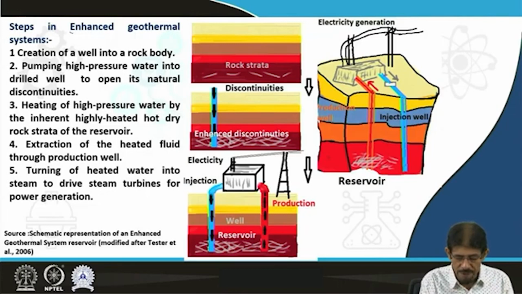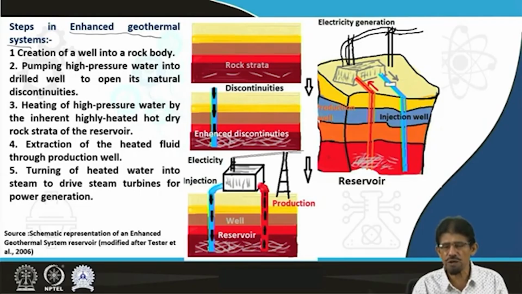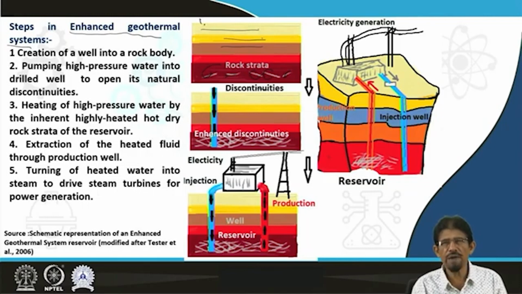In the case of enhanced geothermal systems, we have different steps to extract geothermal energy. First, this is the general view: the surface part, the subsurface, shallow depth, then slightly higher depth, then the rock strata having some inherent discontinuities. You can see the inherent discontinuities here. So, a reservoir having inherent discontinuities is responsible for considerably high permeability.